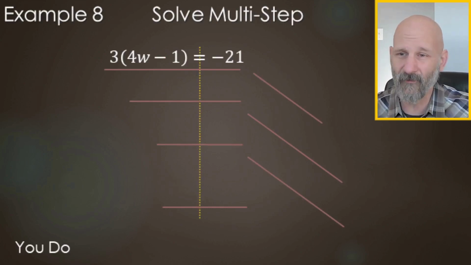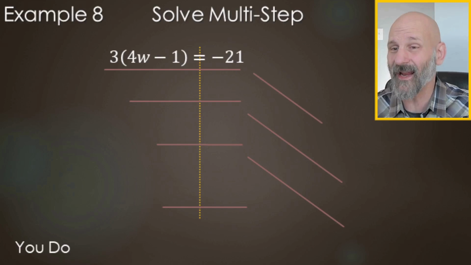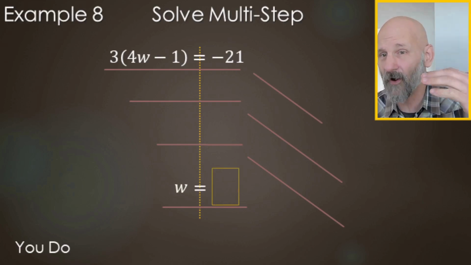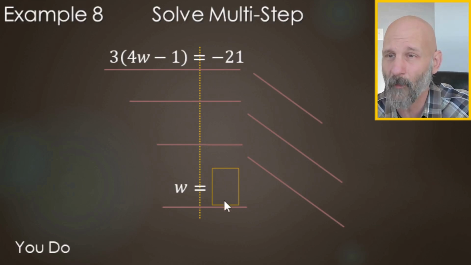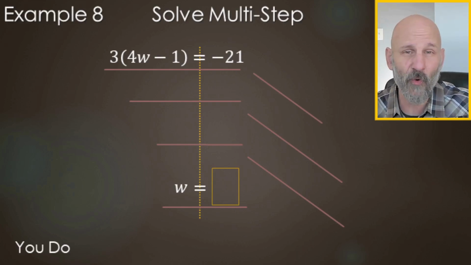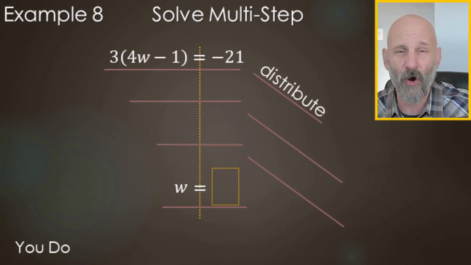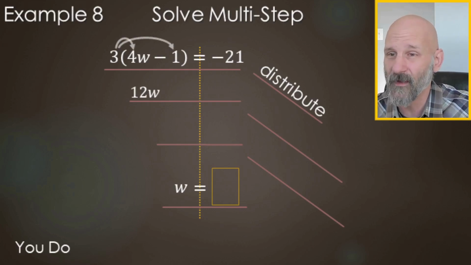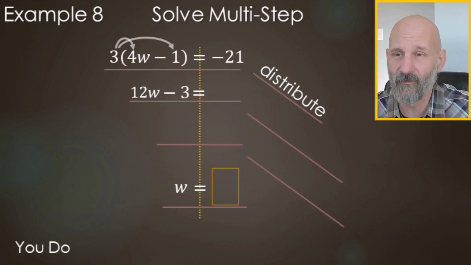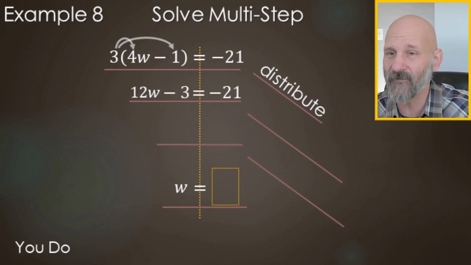So here we go. We have the w on the left-hand side. So at the bottom of our work, we're going to have w equals and then the value after that. Again, the stereotypical way, go ahead and distribute. There are other fancy ways of doing these as well, not just one way. And here we're going to distribute 3 times 4w. That's going to make 12w. 3 times a minus 1 would be a negative 3 there. And still equals negative 21.